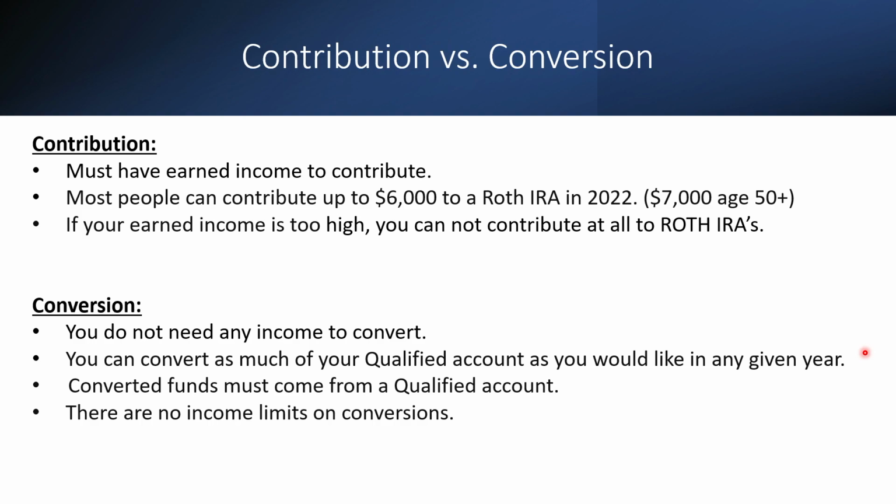But a contribution is typically what people do while they're working. So we're working, we have earned income, which you must have to contribute to a Roth account. And most people, when you think about a Roth, they're thinking about Roth IRAs, where you can contribute $6,000 annually, or an extra $1,000, so $7,000, if you're age 50 plus. If your earnings are too high, then you cannot contribute to Roth IRAs at all.